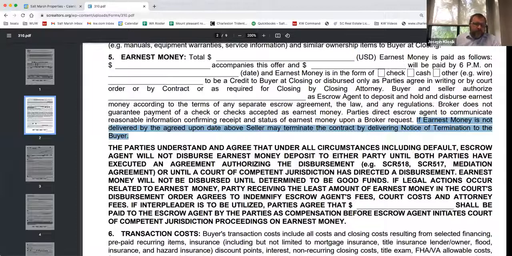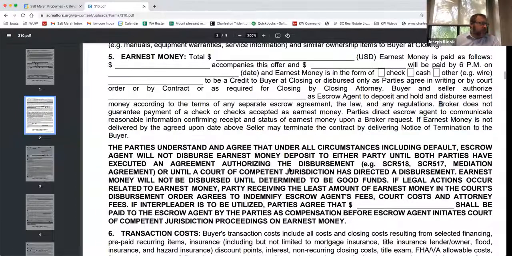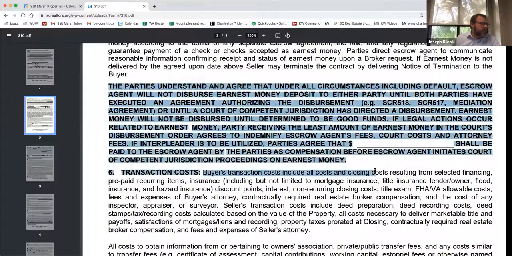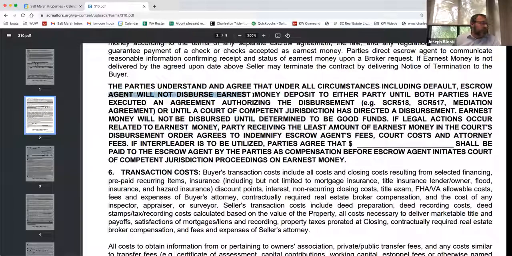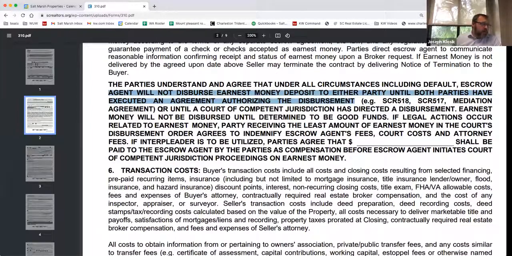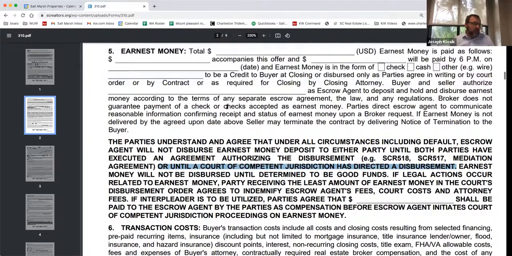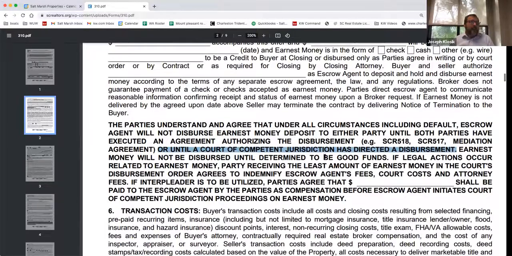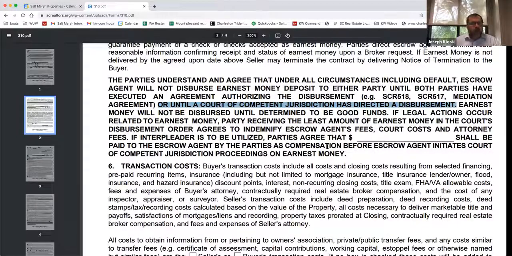Now, the thing to keep in mind too, this real bulky paragraph here basically says escrow agent will not disperse, this is very important, will not disperse earnest money deposit to either party until both parties have executed an agreement authorizing the disbursement, or until a court of competent jurisdiction has directed a disbursement. It's important to explain that, because even in a situation where it's completely obvious that one of them defaulted, the escrow agent, the person named up here, and by the way, that's not you, cannot release the money without one of these things, okay?